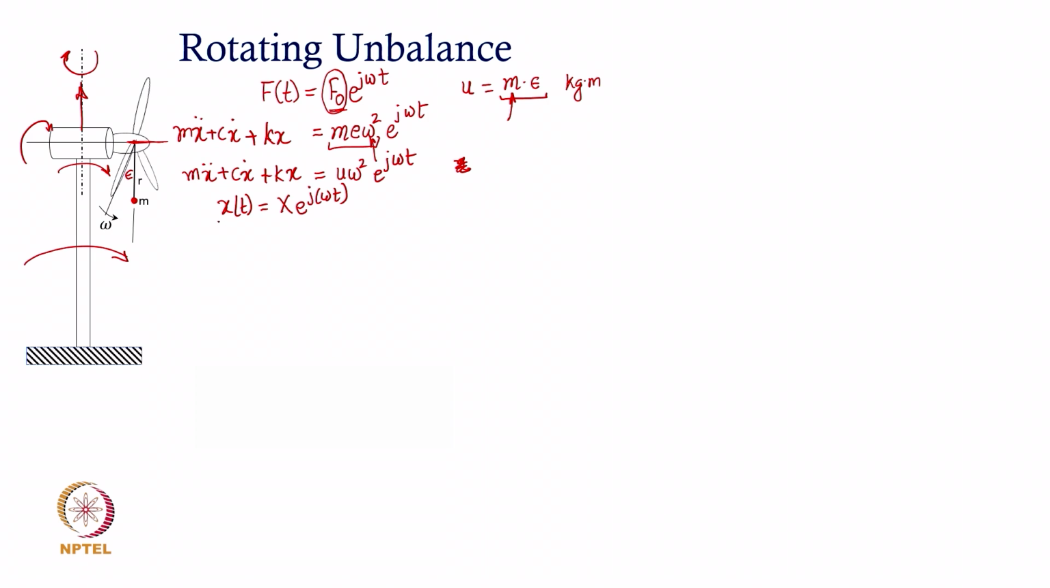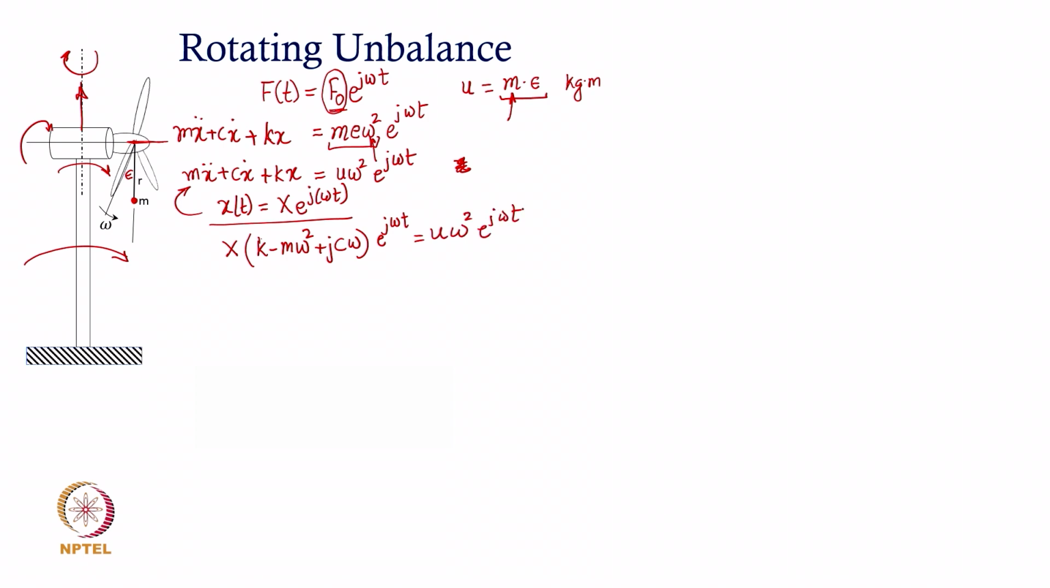So, with the assumption of the response as this, we can substitute this assumed response in the governing equation of motion, and it is possible to show that this capital X, when you substitute into the left hand side, would again come out to be k minus m omega square plus j c omega, into X, I am taking constant, plus you will obviously have e to the power j omega t as a common factor just like X, and then on the right hand side you will have u omega square e to the power j omega t.